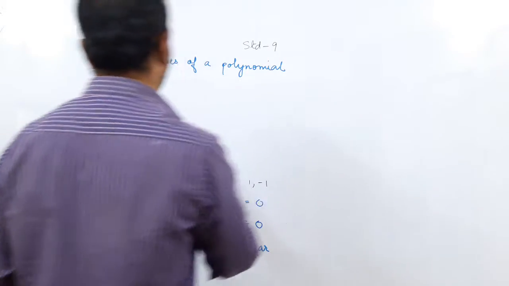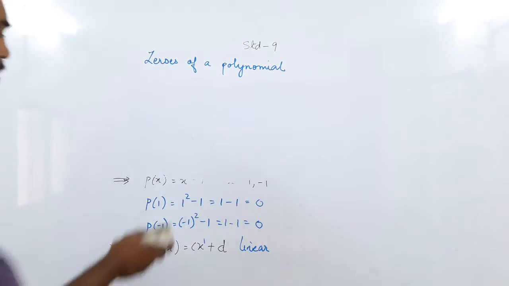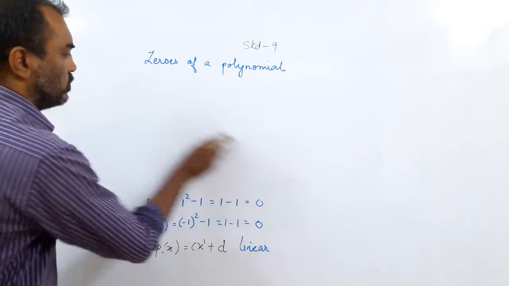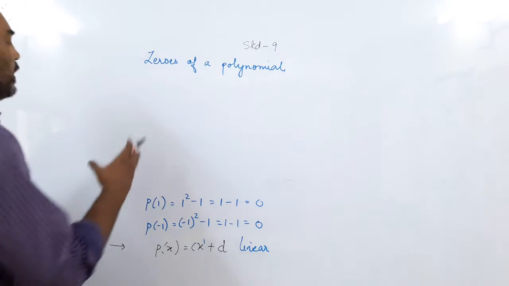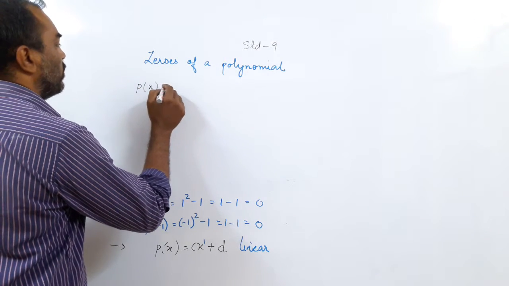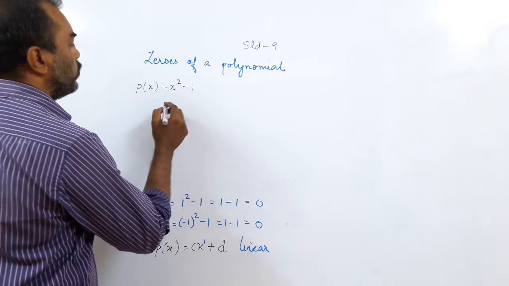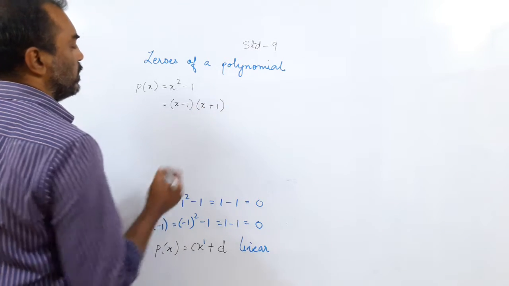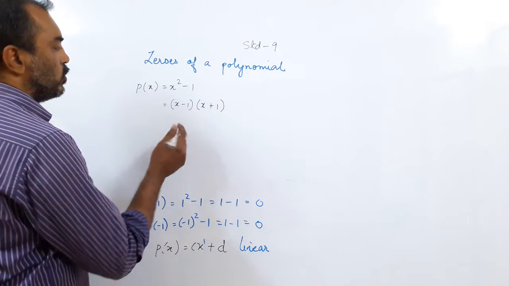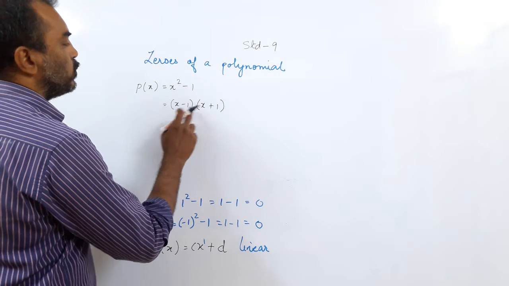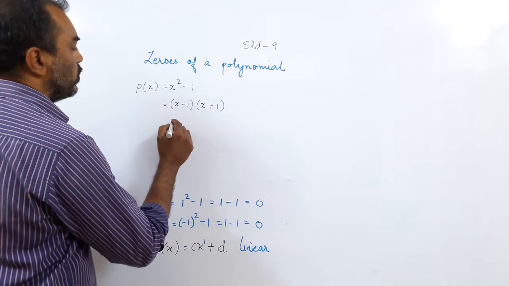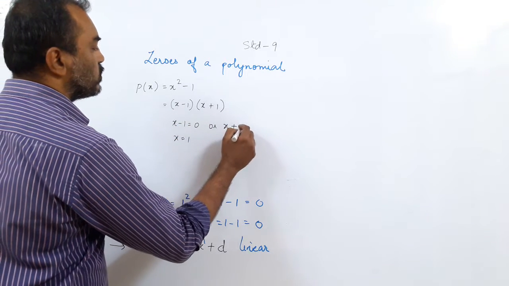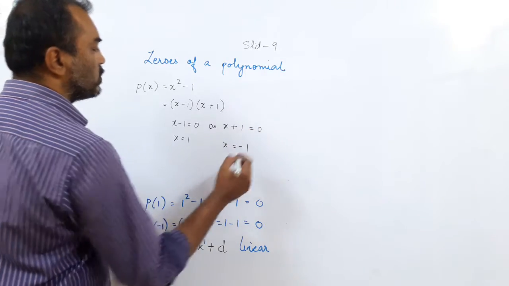Okay, now there are two methods, method of factorization and method of the value, right? Let me write the sum on the top. So what did I have? I had P of x equal to x square minus 1. Now we know the identity x square minus 1 can be written as x minus 1 times x plus 1. Right? So how does this become 0? One of the two has to be 0. If x minus 1 is 0, then x is 1. Or if x plus 1 is 0, then x equal to minus 1.